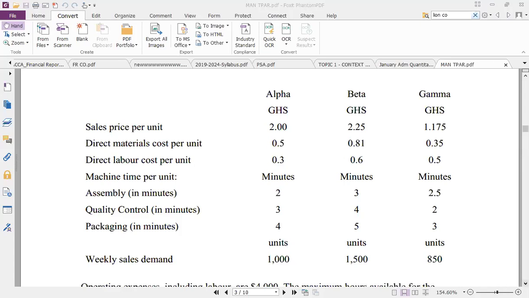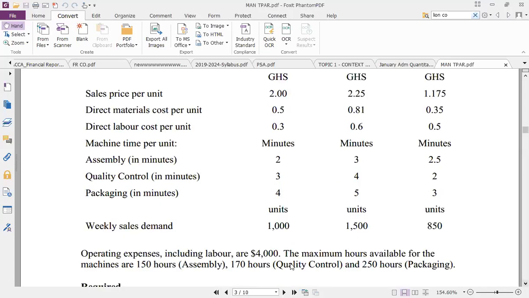Now, they are saying the maximum hours, have you seen where we are? The second sentence: the maximum hours available for the machines are 150 hours for assemble. Okay, so assemble is 150 hours. Don't forget that we are working in minutes. You have to convert the hours to minutes. So it will be 150 hours by 60 minutes. That's the total available, and that's what we have.